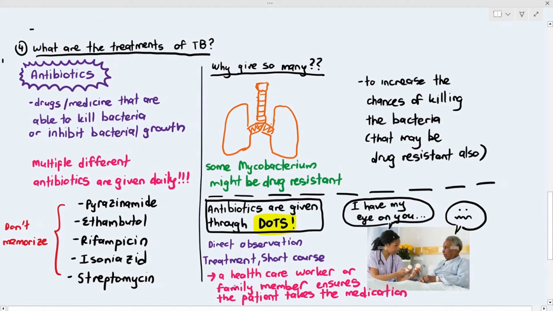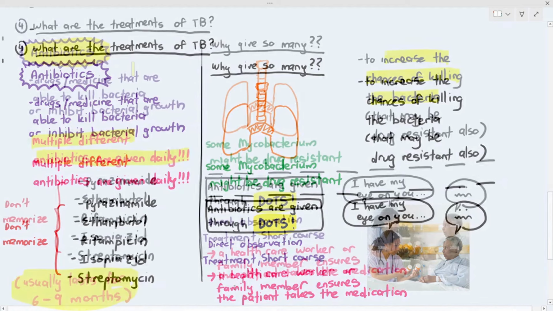So in the exam, if a question asks you what are the treatments of TB, you have to say multiple different antibiotics are given daily. And the reason is to increase the chances of killing the bacteria. And also the antibiotics are given through DOTS. A very important thing to also remember and just understand here is the antibiotics are not given, because some of my students may ask this question: how long do the patients have to take the antibiotics?